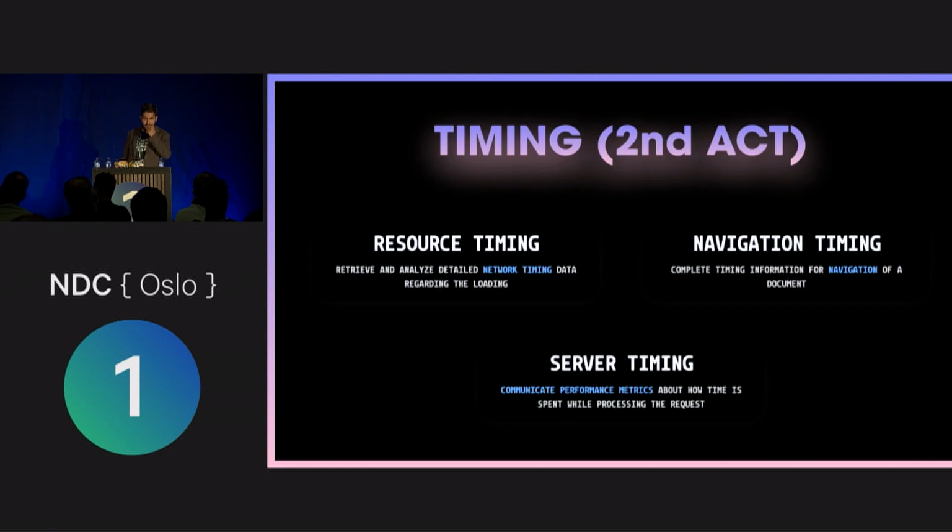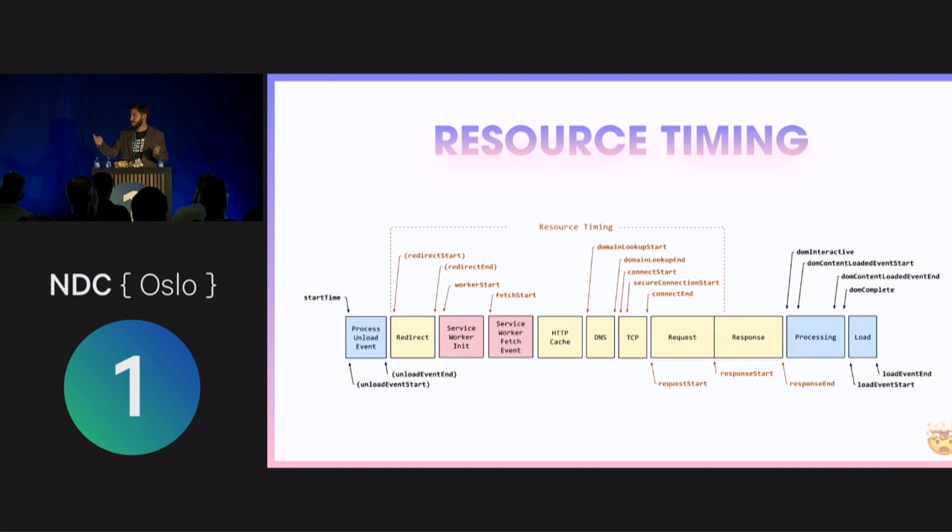The second part of timing. So now that we took a break from timing, we can talk about it again. On the second half of timing, we have resource, navigation, and server timing. For resource timing, as the name suggests, this is the full resource cycle in the browser, and the resource timing APIs allow us to visualize that.